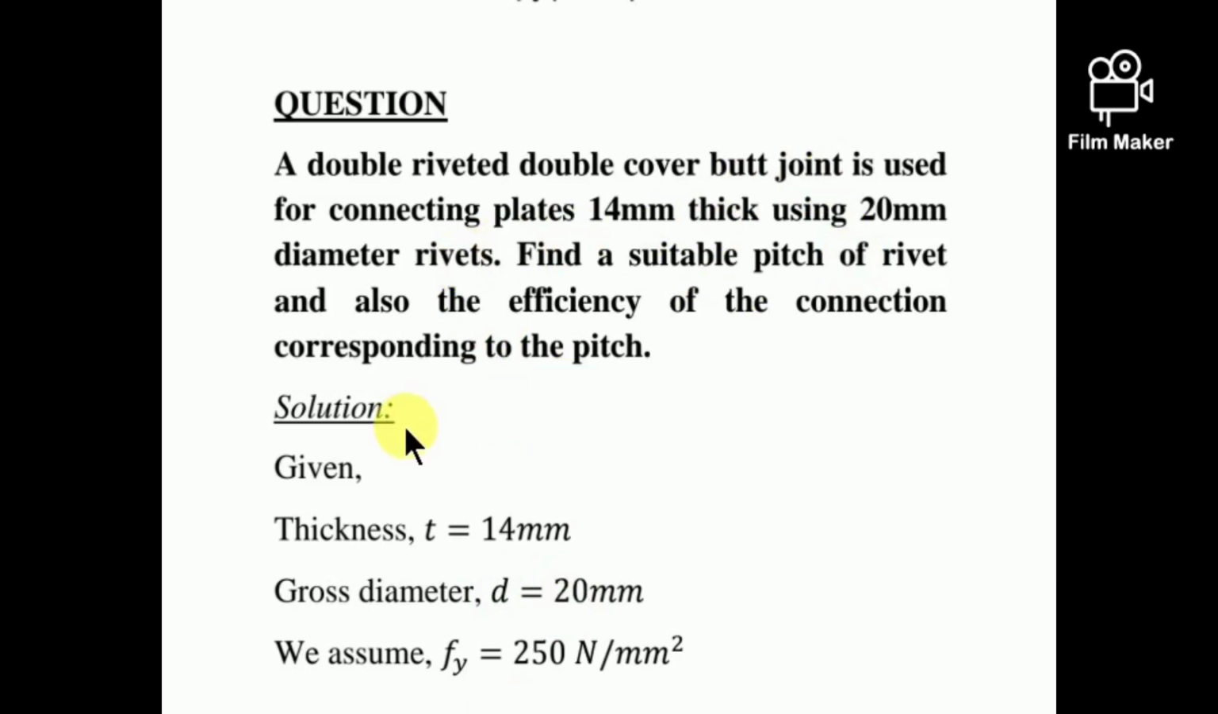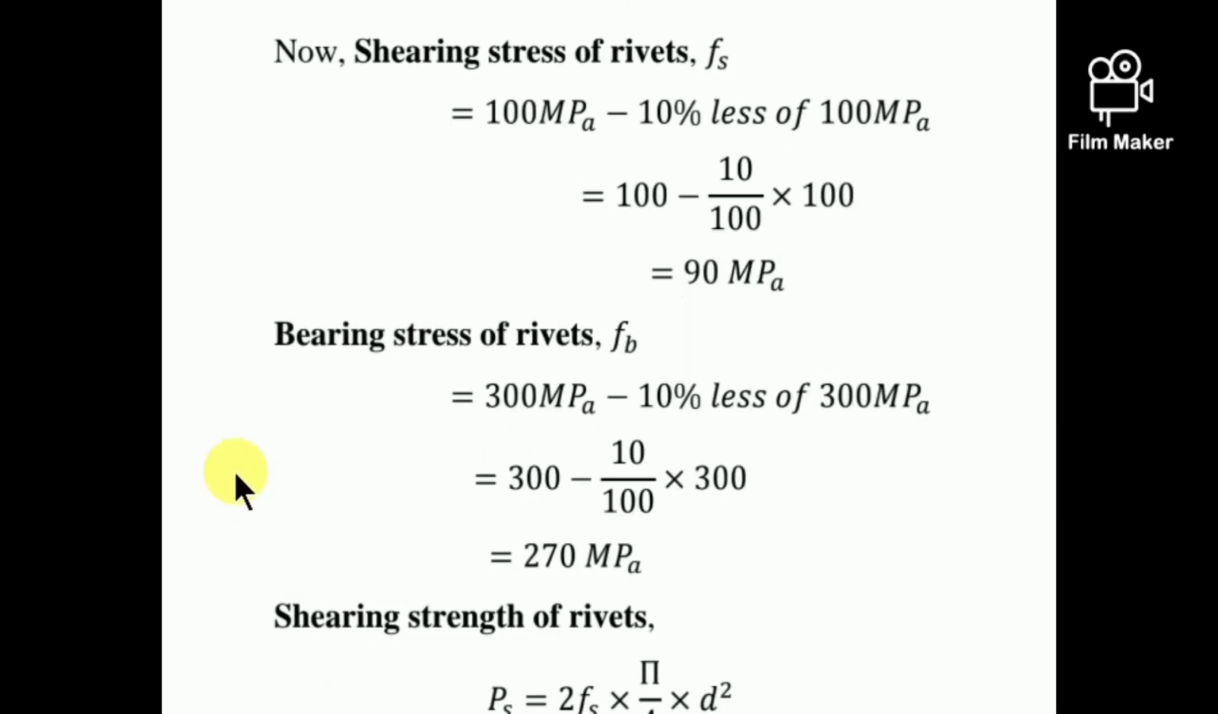Then nothing else is given, so let's assume Fy as 250 Newton per mm square, because whenever Fy is not given, we generally assume it as 250 Newton per mm square. Here we are asked to find a suitable pitch of rivet, that is the value of p, and also the efficiency of the connection. Now, first of all, to know the rivet value, we need the bearing strength, shearing strength, and tearing strength. So first of all, we have to know them.